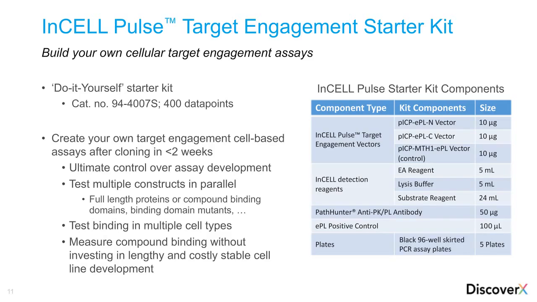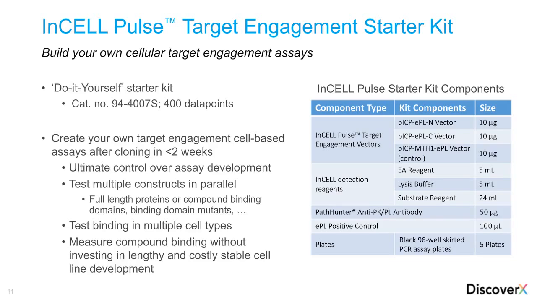What comes with the product? This is called a starter pack or a starter kit. Includes the vectors. So those are the key components. You have 2 different ProLabel vectors, so you can tag your protein at the N or C terminus with this ProLabel tag.